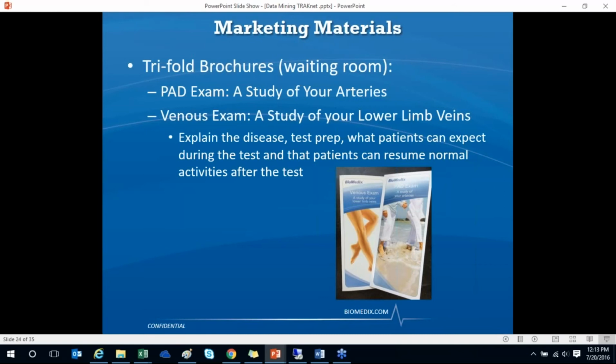So starting with the brochures, we have trifold brochures that explain both peripheral arterial disease and chronic venous insufficiency to your patients. They also explain the test prep, what the patient can expect during the procedure, and they do talk about the fact that there is no downtime after either study. I think that's important to your patient to know that they can leave the office and resume their normal activities.